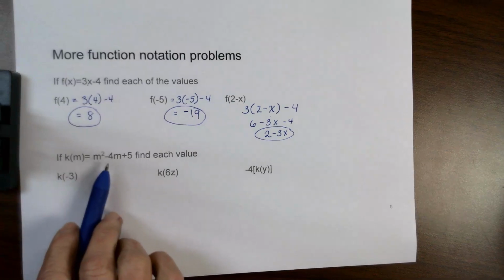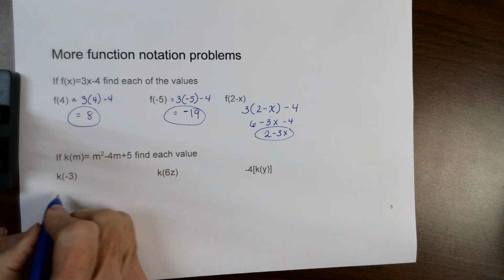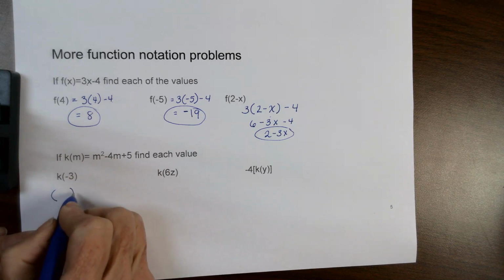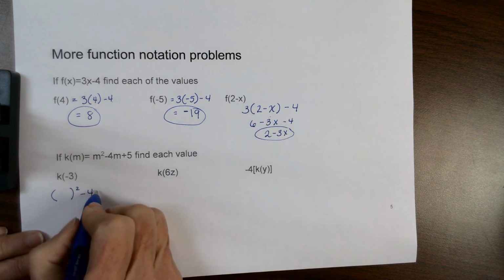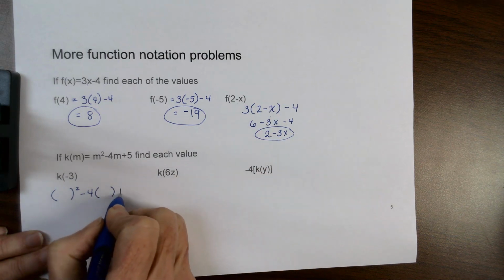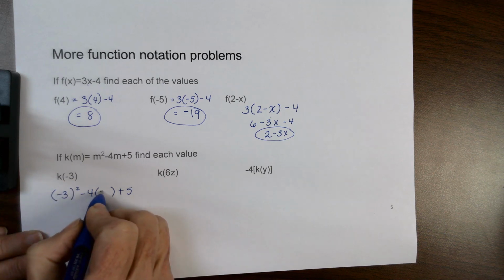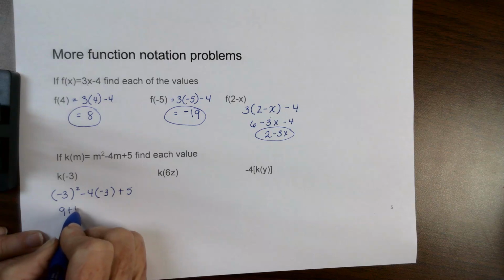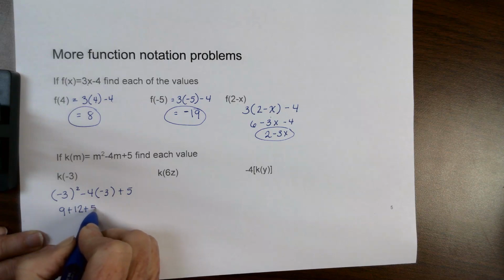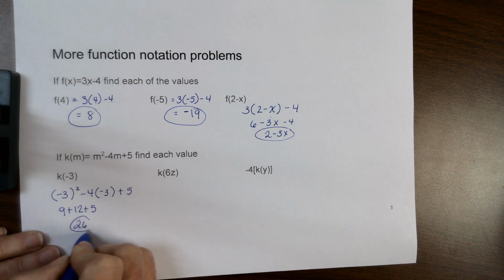This one's a little bit more complicated, but you're doing the exact same thing. Everywhere there's an m, I'm going to put a parenthesis, just like I did up there. So I want to substitute negative 3 everywhere there's a parenthesis. So this is going to give me a 9 plus 12 plus 5. So that's going to be 21 plus 5, which is 26.